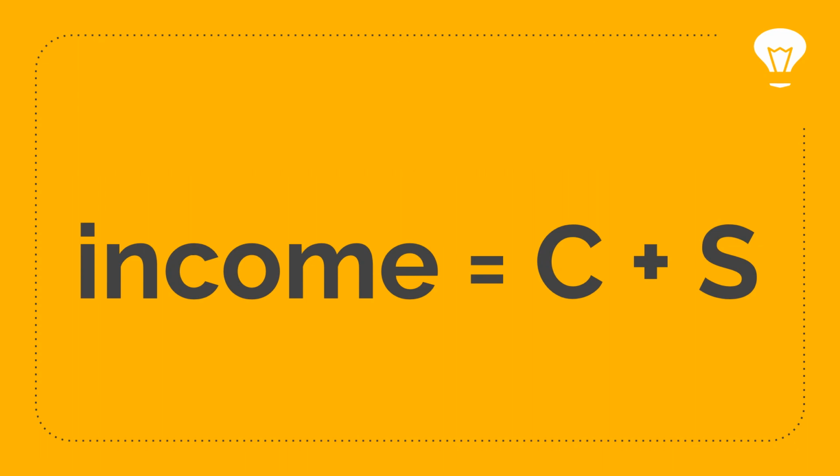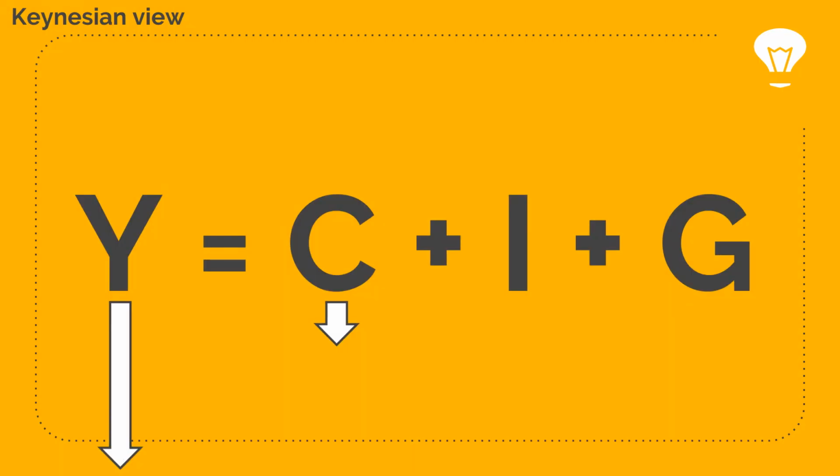The way that it works is that thrift is savings. And in economics, income is equal to consumption plus savings. This is the way this is defined. So if savings goes up, ceteris paribus, this means that consumption is down. So the Keynesian view is that if savings is up, consumption is down, well then aggregate demand is down, and that will pull output down as well.